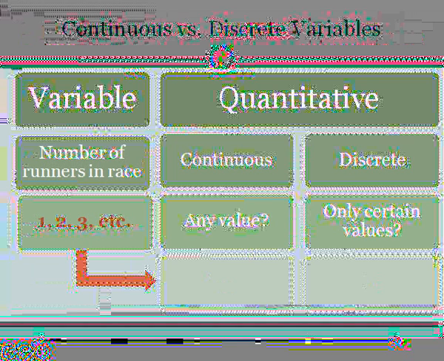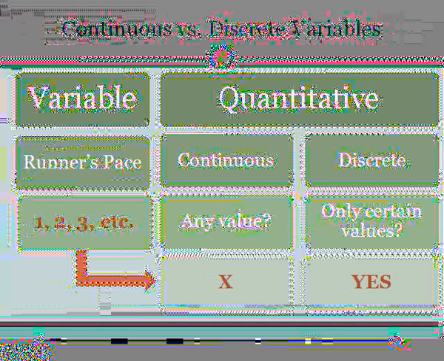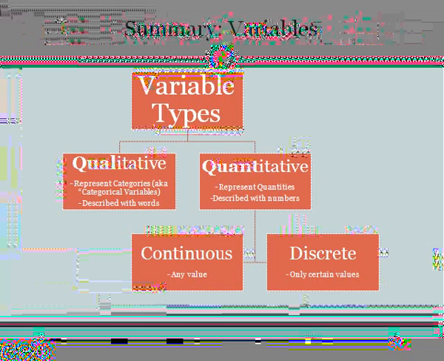On the other hand, consider the number of runners in a race. Remember that if this is a continuous variable, it can take on any value, but if it's a discrete variable, it can only take on certain values. In this case, it's impossible to have anything but a whole number of runners. That is, you can only have a number like 1, 2, 3, 4, or 5. You can't have half of a runner in a race. Therefore, this is a discrete variable because the variable can only take on certain values.